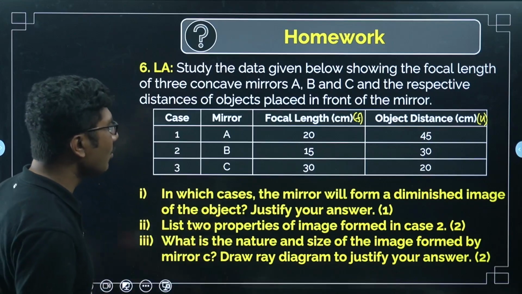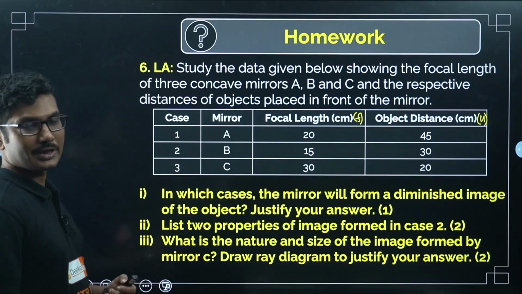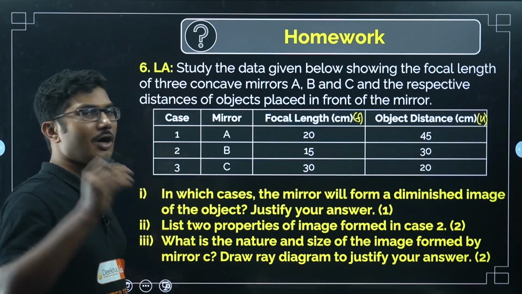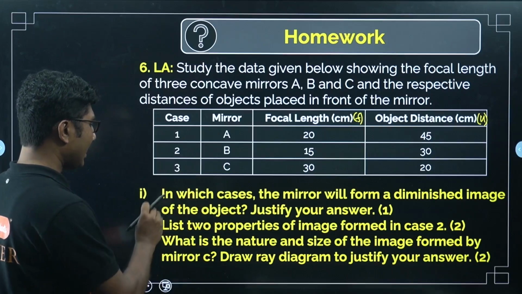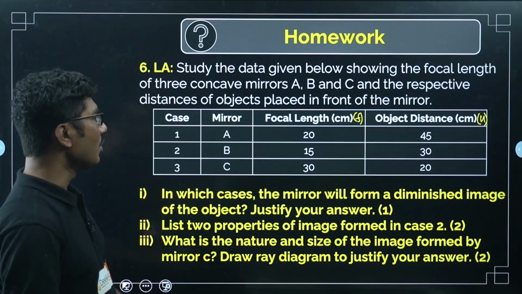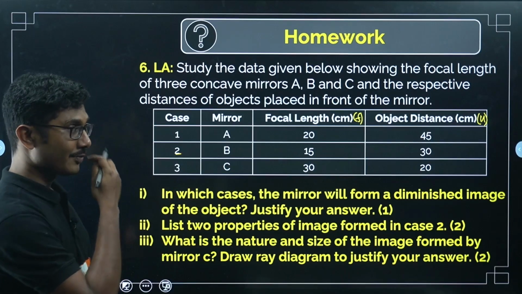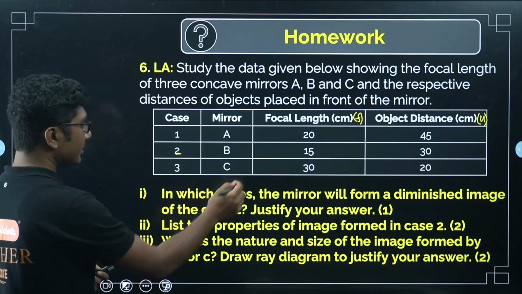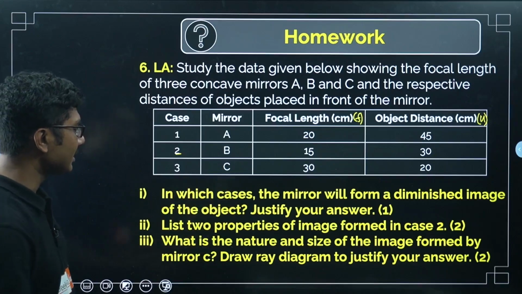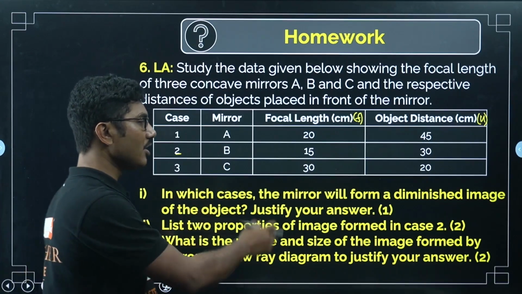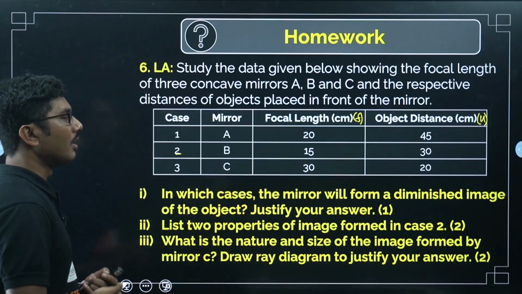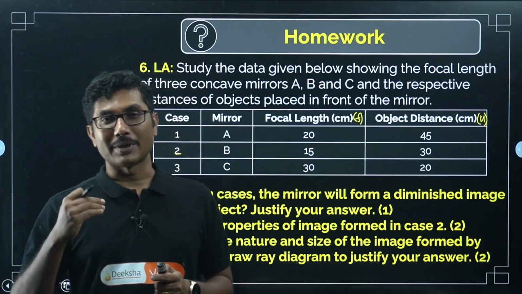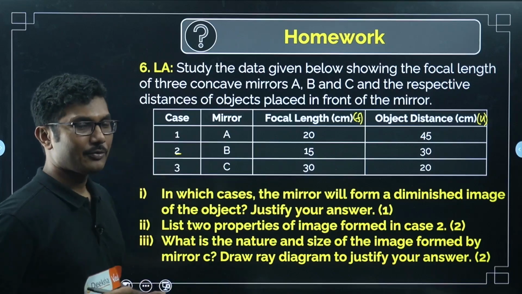Now question number 2, question number 3, similarly you have to answer them and mention that in the comment below. So I have already solved one question for you. Now, list 2 properties of the image formed in case 2. They have asked you to find the properties of case 2 and what is the nature of the size of the image formed by mirror C. This is basically a numerical. You have to solve the question and draw a ray diagram. Obviously you cannot draw that in the chat, but you can mention which ray diagram you have to draw in the comment below.